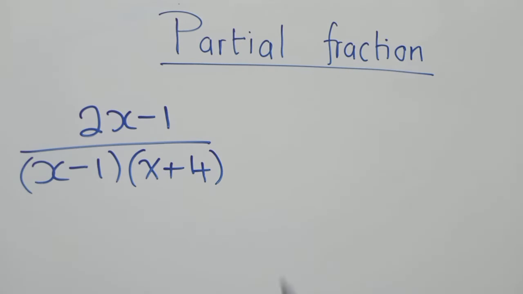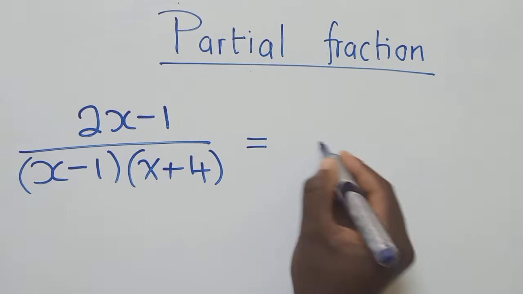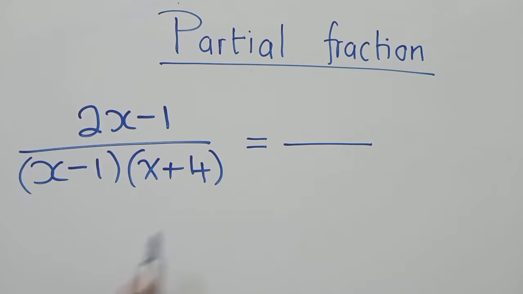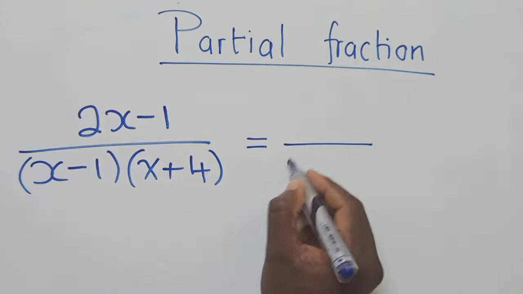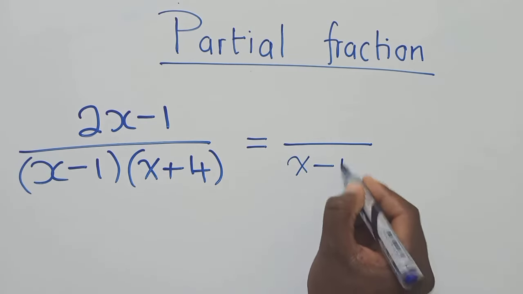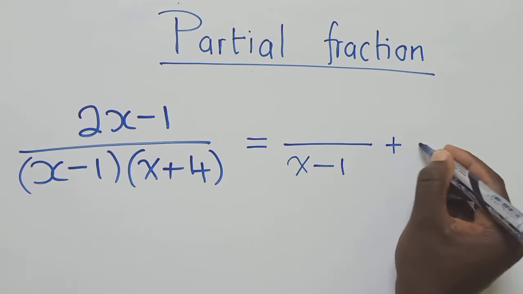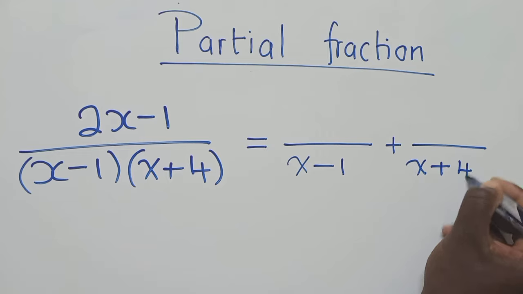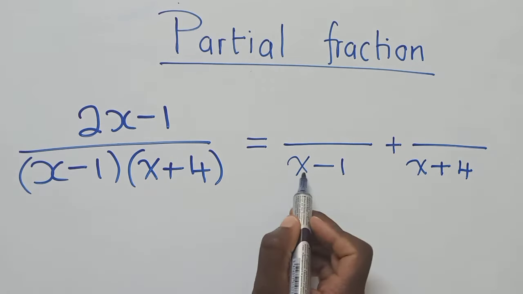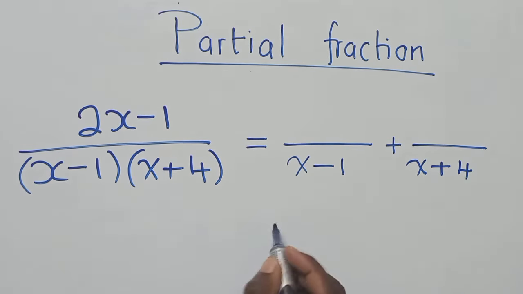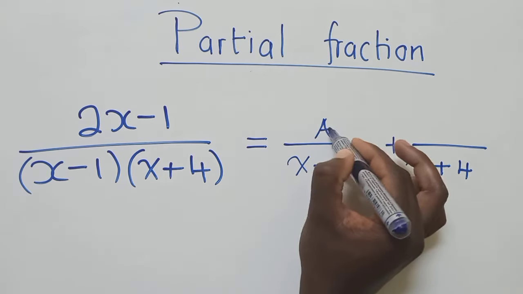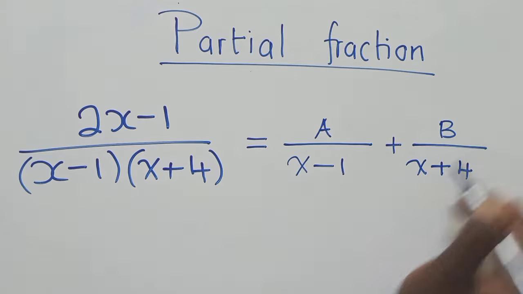The first thing must be to just say equal to, we get the denominator 1, so we get x - 1, plus, we do the same this time around, we put x + 4. Just get what is here, put it here, and what is here, put it right there. Now on top we put A and B right here.